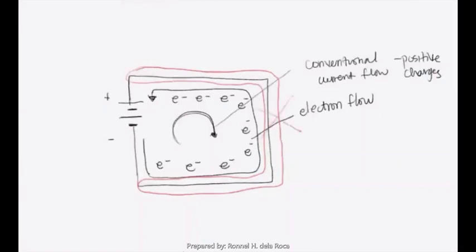So, as a summary, masasabi natin na voltage and current must always come together. Kasi wala tayong current kung wala tayong voltage. Kasi kailangan ng external force or electromotive force ng electrons para mag-flow continuously sa isang conductor. So that's the concept of voltage and current.